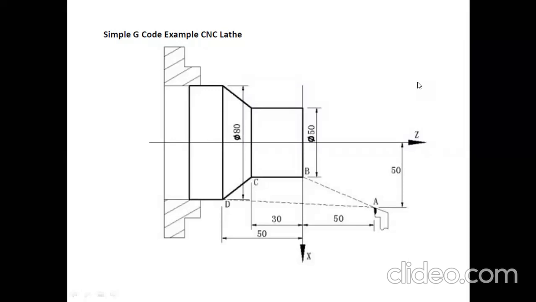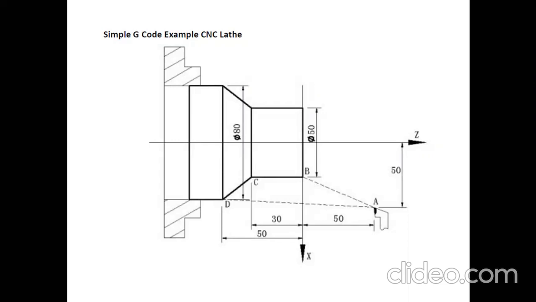Initially, you have a raw material. It is cylindrical in shape. Its diameter is around 80 mm and its length is around 50 mm. We have to carry out the turning operation. Now in your third numerical, we have to carry out the taper turning operation also. So firstly, clamp your workpiece into the spindle.